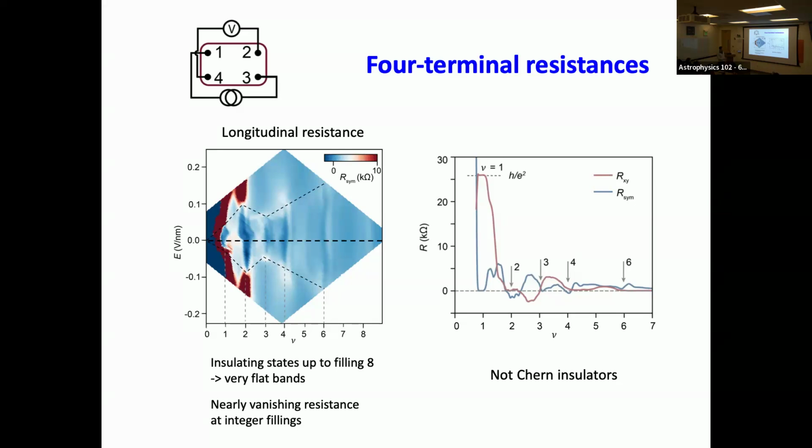But at the integer fillings of 2, 3, 4, and 6, you can see quite strange behavior: the longitudinal resistance nearly vanishes at these integer fillings. At the same time, the Hall resistance also vanishes at these integer filling factors. So I'll come back to how to understand these states. Because these states do not show an anomalous Hall response, they are not chiral. But at the same time, they have a vanishing longitudinal resistance, so that requires some explanation. I'll come back to it.